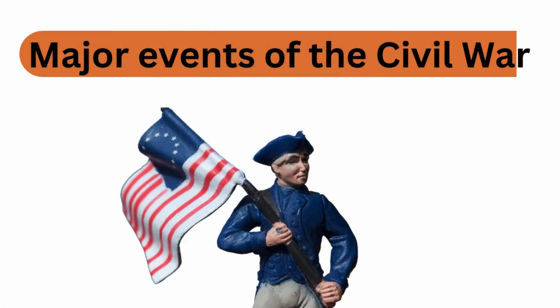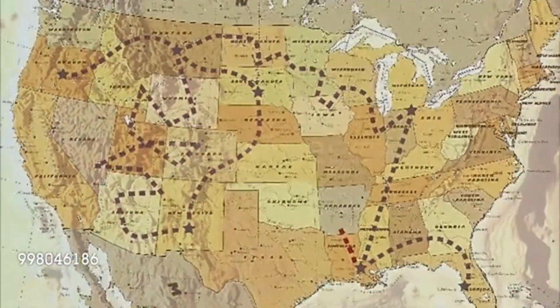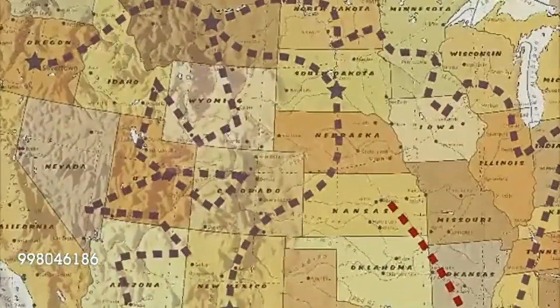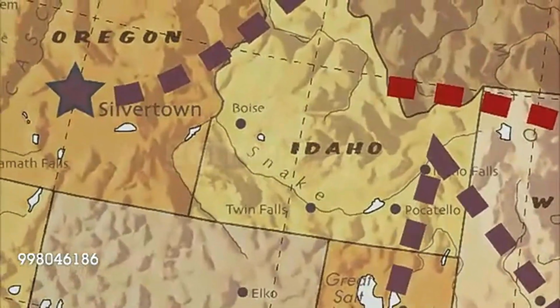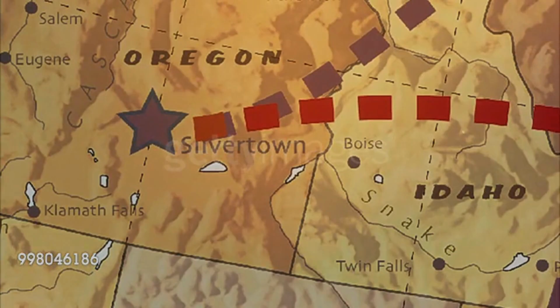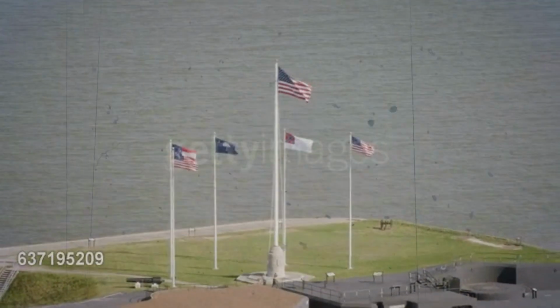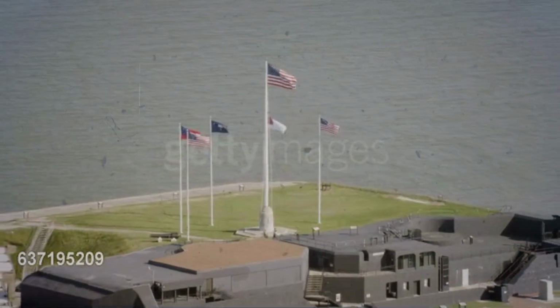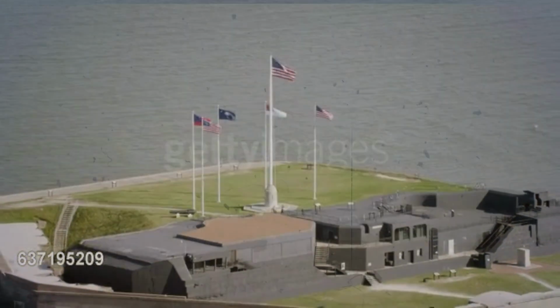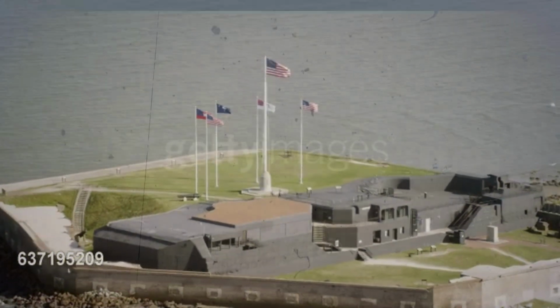Now, let's look at the major events of the Civil War. After Lincoln's election, 11 Southern states seceded and formed the Confederate States of America, with Jefferson Davis as their president. The war began on April 12, 1861, when Confederate forces fired on Fort Sumter in South Carolina. This marked the start of the conflict.